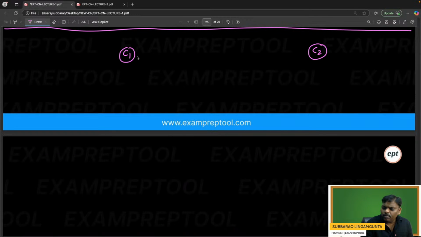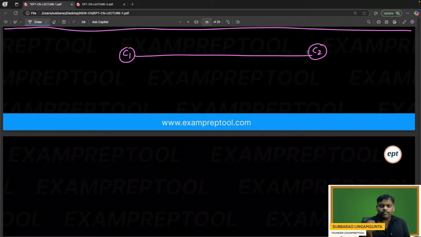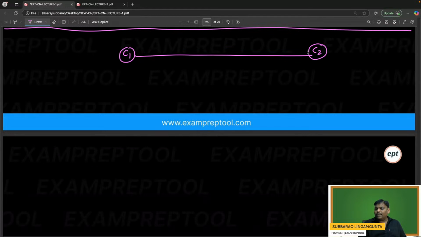Remember, internet is a collection of computers. Let us assume that C1 and C2 are connected in the internet. There are so many computers there; I took only two computers.